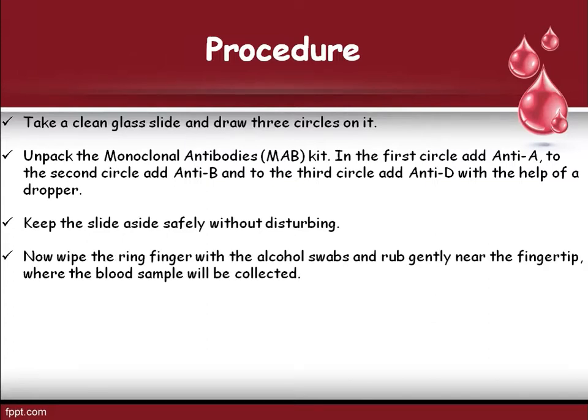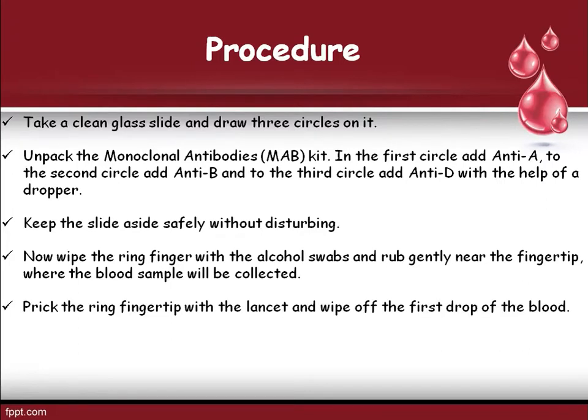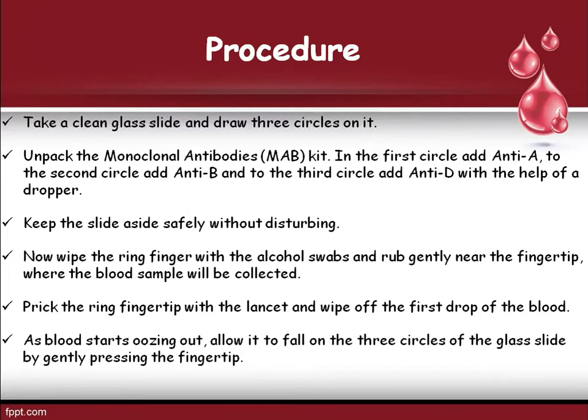Now wipe the ring finger with the alcohol swab and rub gently near the fingertip where the blood sample will be collected. Prick the ring finger tip with the lancet and wipe off the first drop of blood. As blood starts oozing out, allow it to fall on the third circle of the glass slide by gently pressing the fingertip.